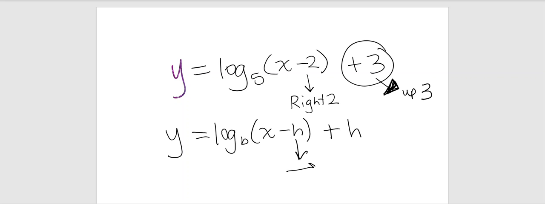h is our horizontal translation. If you see x plus h, that's how we know it's moving to the left. x minus h is to the right. And then the plus k value at the end, if we've got plus k, it's going up, and minus k, it's going down. And that's how we can apply those same transformations we've seen with any other function to logs as well.